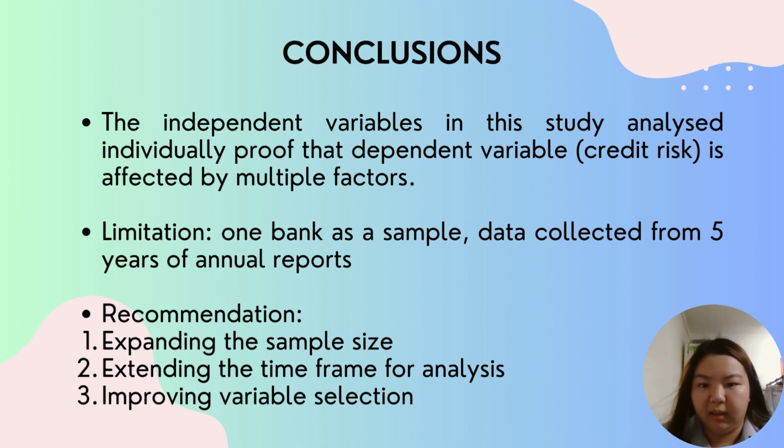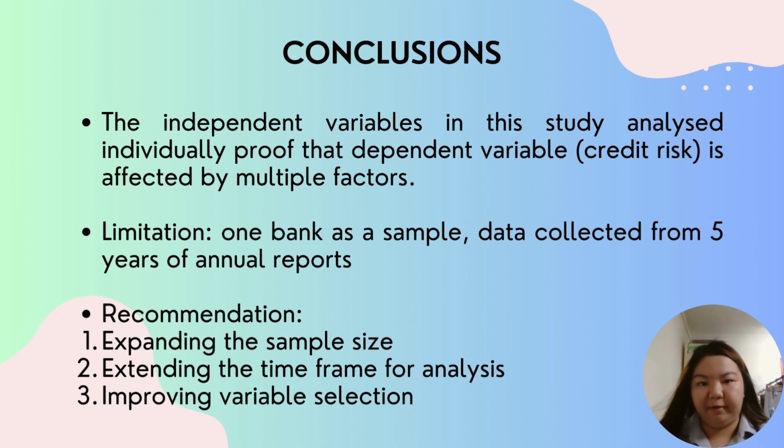As a result, the independent variables in this study, analyzed individually, show that the dependent variable, credit risk, is affected by multiple factors. A single independent variable may not clearly explain its change. Data extraction may be poor due to the limitation of using only one bank as a sample, which is A and Z bank. And 5 years of A and Z bank annual reports, from 2019 until 2023, are the only source of data for this study.